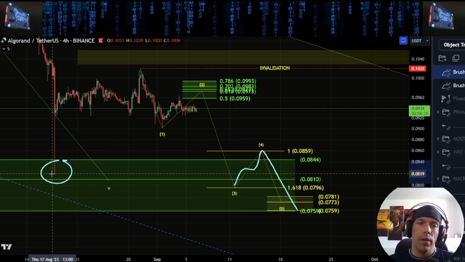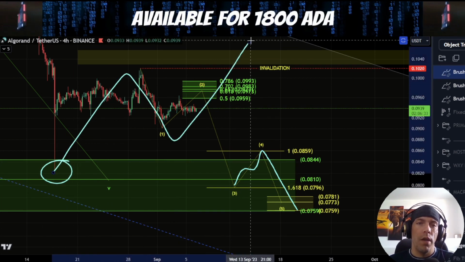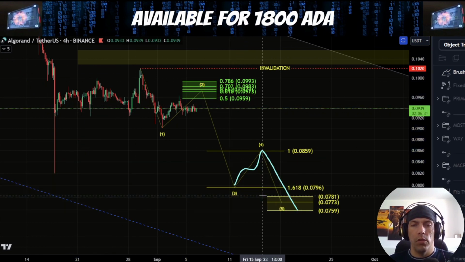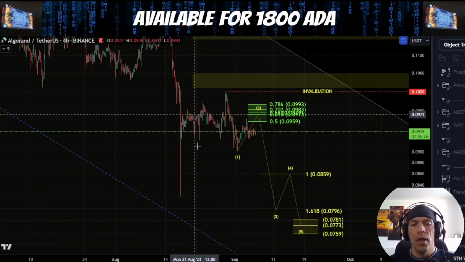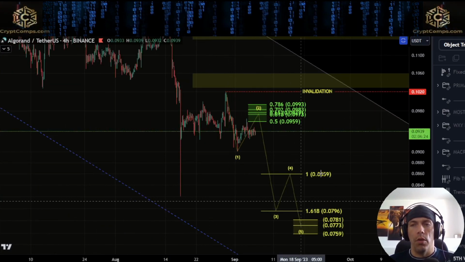We need to see whether this price action starts to move away from here again, or whether we do continue to break down directly in this idea of this 5th wave move. So this remains a valid count for as long as we stay below this 1020.